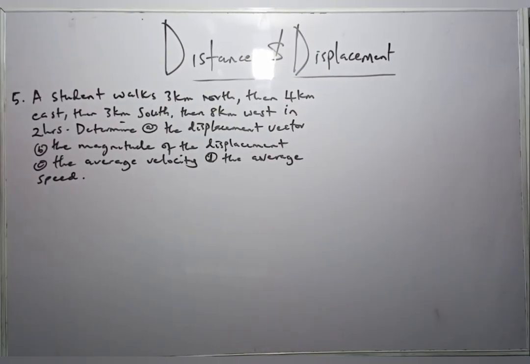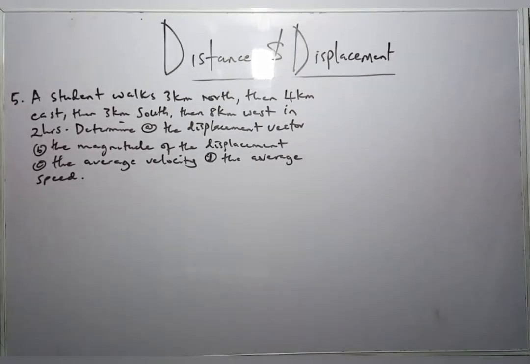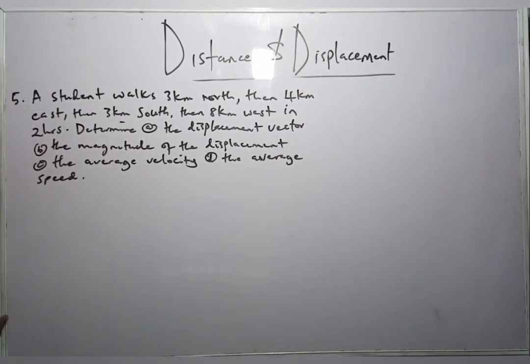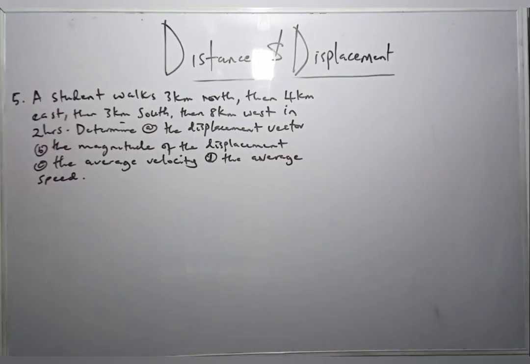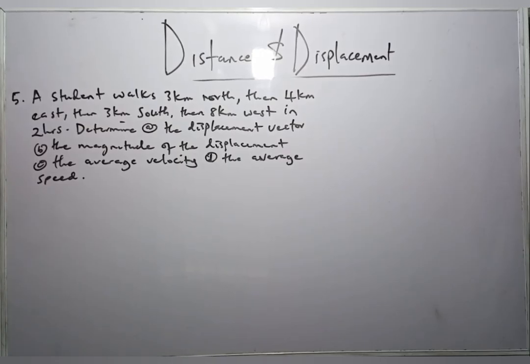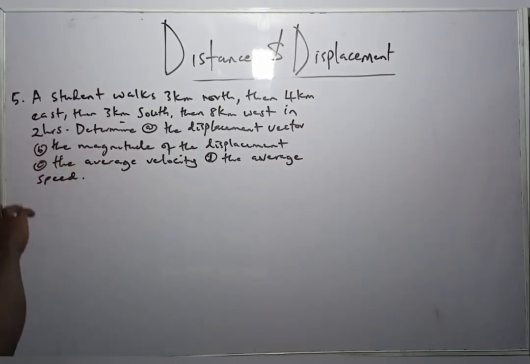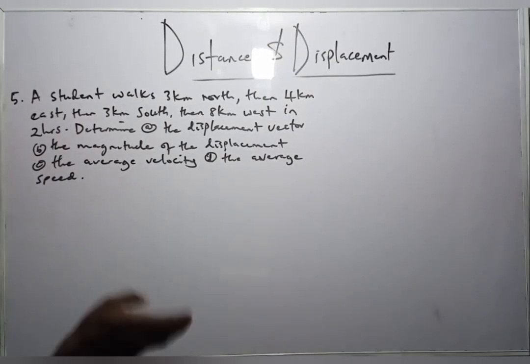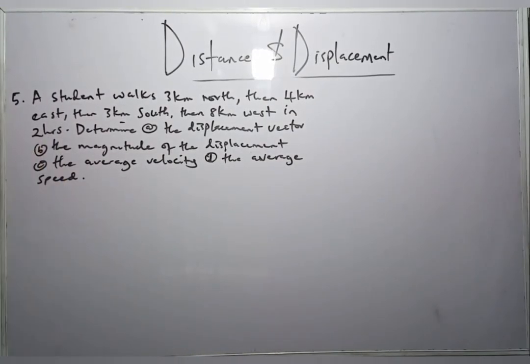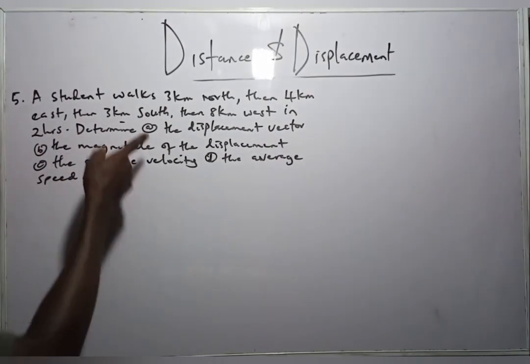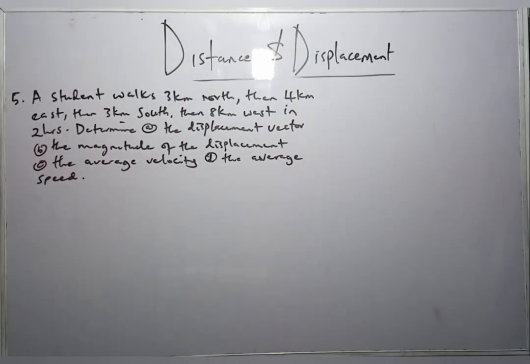Here is number 5, and I want you to try this. So you pause this video, write the question down, and see if you can get it. A student walks 3 kilometers north, then 4 kilometers east, then 3 kilometers south, then 8 kilometers west in 2 hours. So all the journeys from north to east to south and to west together took him 2 hours. So you can calculate your total distance, and this is your total time.